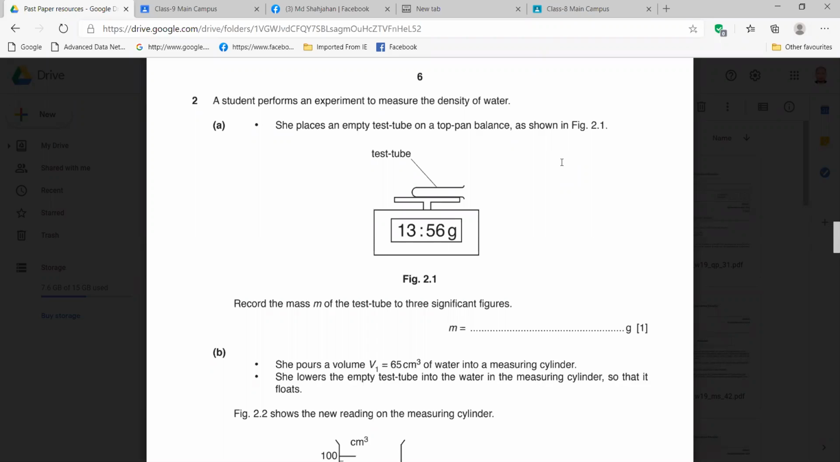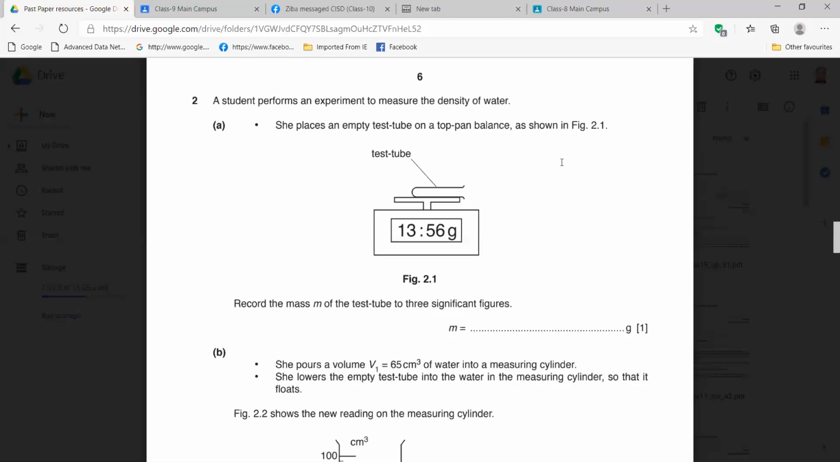Okay, so here we got a reading, right, in the electronic balance. You saw that type of balance in our physics lab, right? This type of balance gives the reading like that, and the reading is given in grams. If you want to write it, you can write it as 13.56.